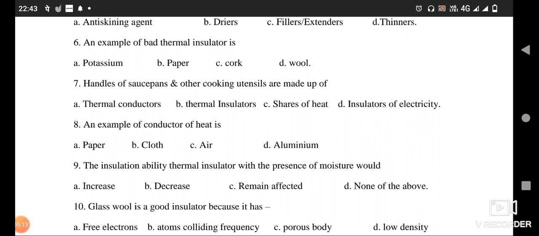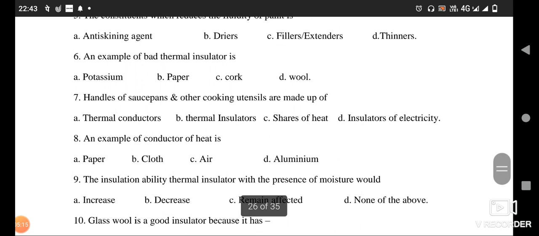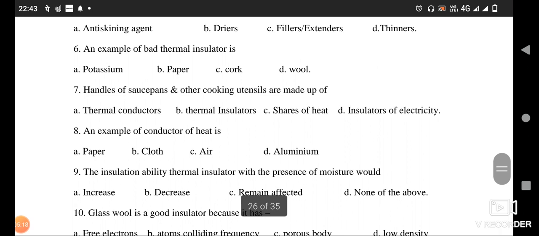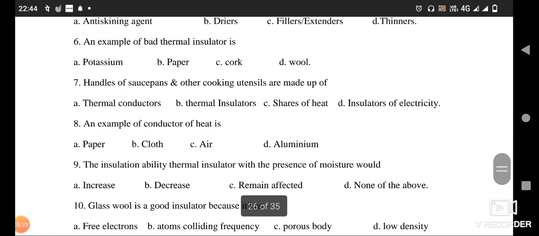Paper, cork and wool, these three are good thermal insulators. And obviously potassium is the bad thermal insulator, because we know that through potassium heat can be transferred, so that's why it is a bad thermal insulator. Also, we know that good thermal insulators are the insulators through which heat cannot be transferred, like paper, cork, wool and wood also.